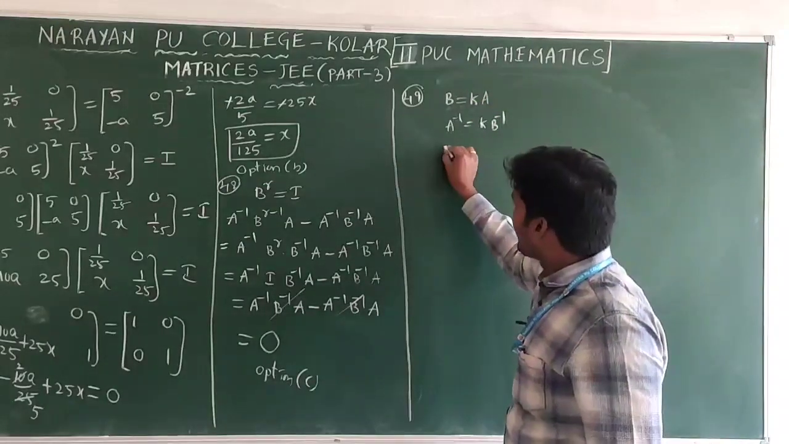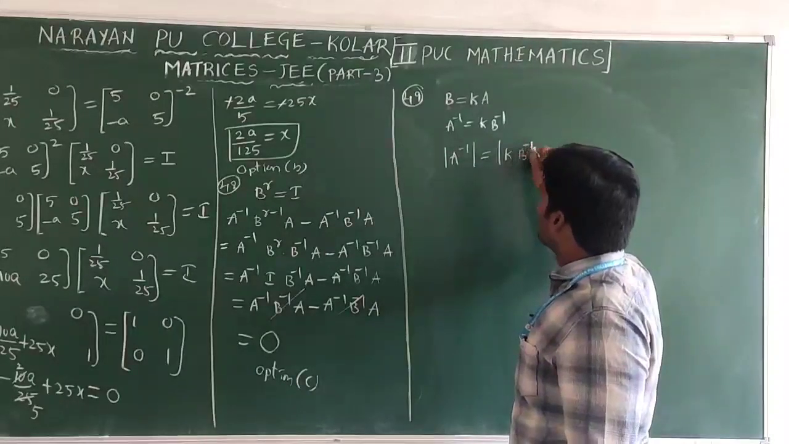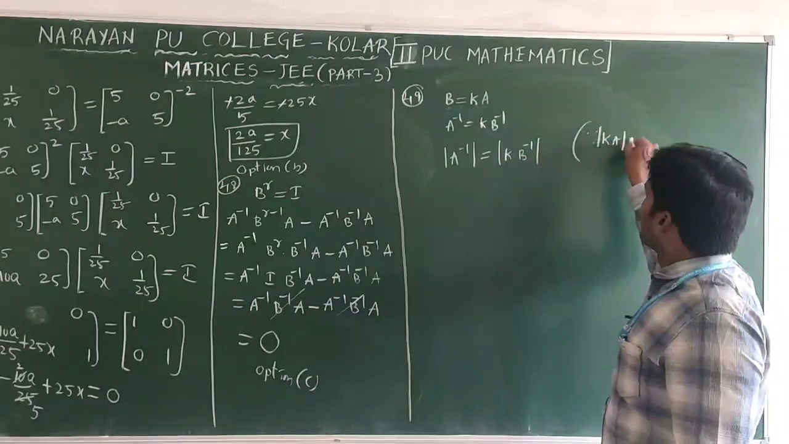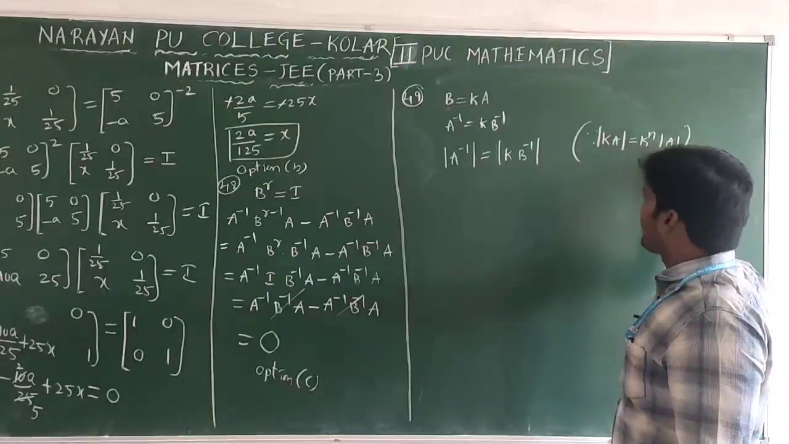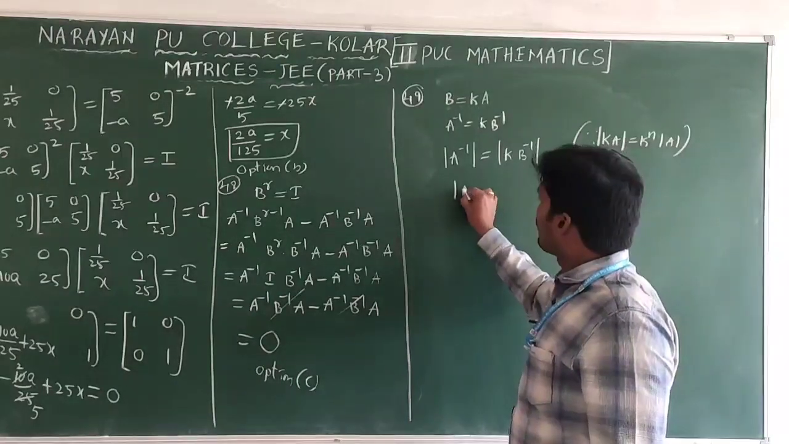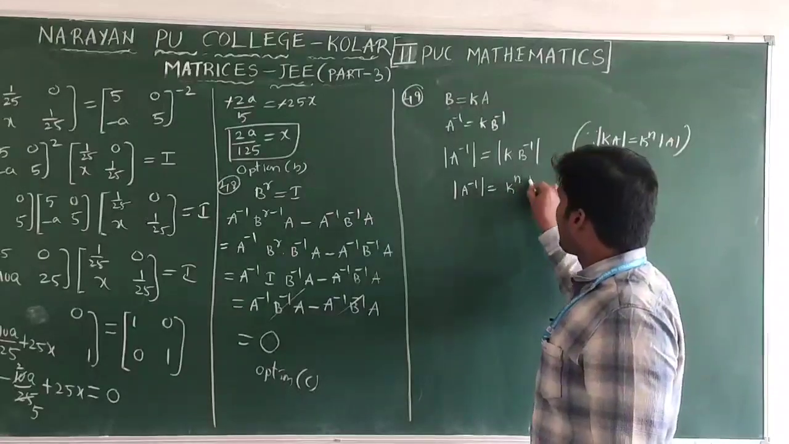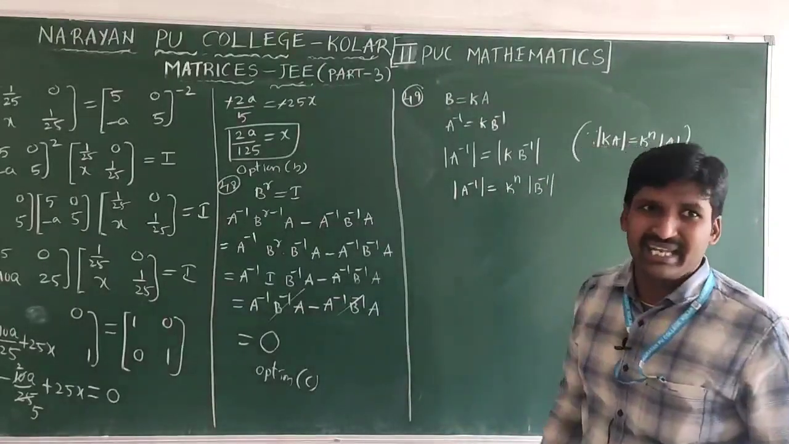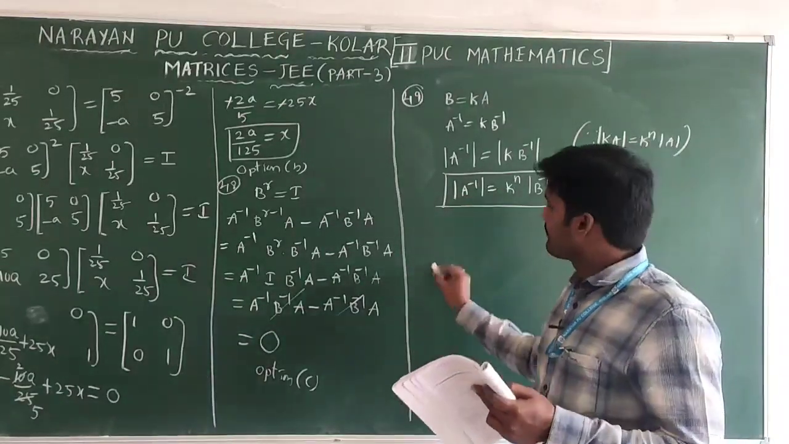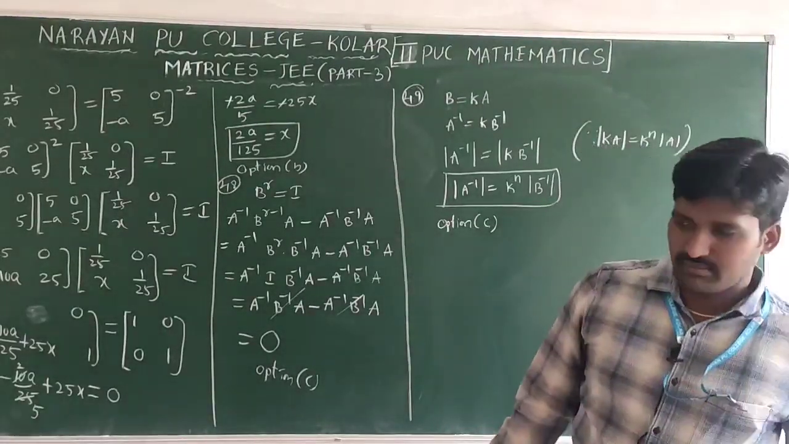Now for this apply det of A inverse equal to det of k into B inverse. We have a formula, det of kA equal to k power n into det A. Here n is the order of the matrix clearly. That's why det of A inverse equal to, in the place of A, k into B inverse, what will you write? k power n into det of B inverse. That's why this condition exists in which option? Option C. Option C is the correct one.